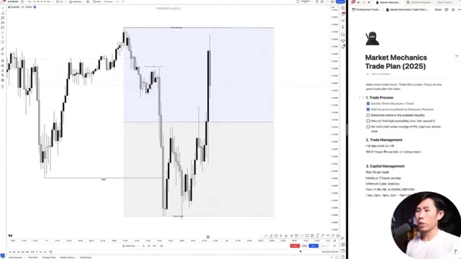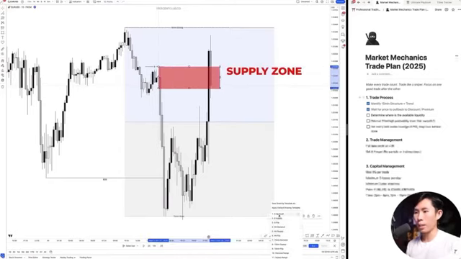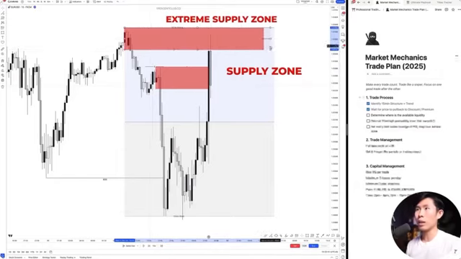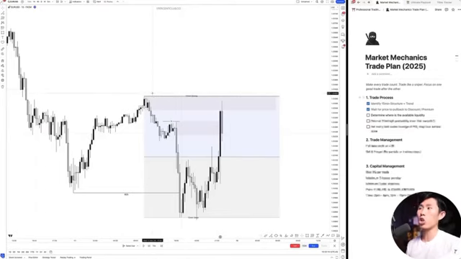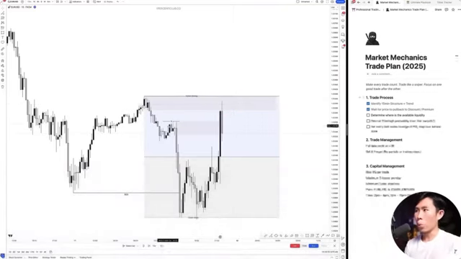Okay, so based on this, we can also draw our supply zones. So this is a supply zone by itself because at this point in time, a large amount of supply stepped into the market. And then there is also an extreme supply zone that we have right here. Okay, so this extreme supply zone right here is really the last line of defense because it's also our 15-minute strong high, right? So this zone has to hold in order for price to remain bearish.